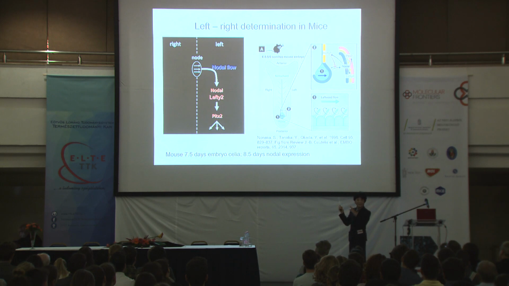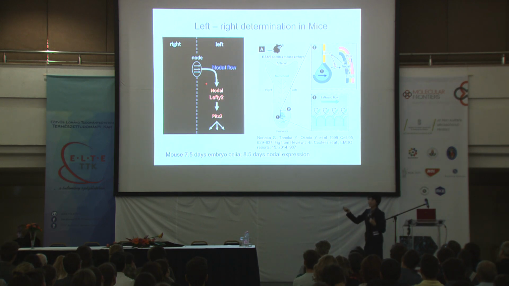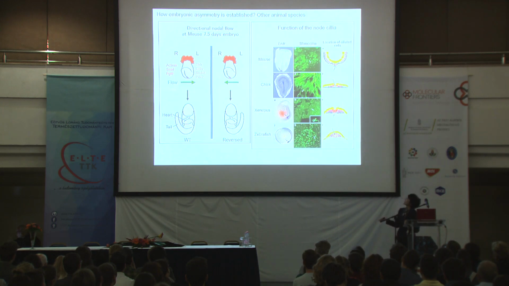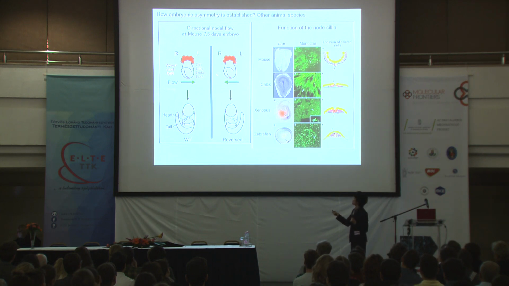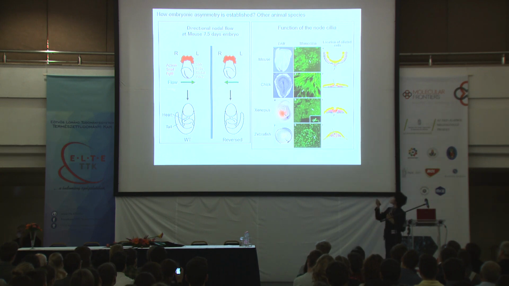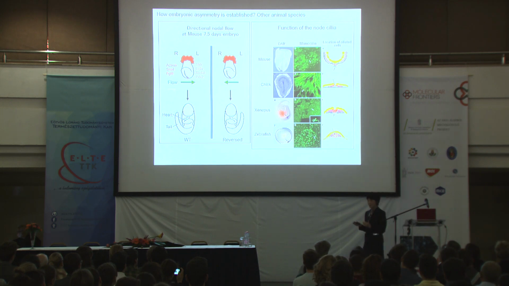That's 8.5 days after birth. Lefty and then PTX determine the gut coiling or heart. That is the mouse case, and this works in many species. If you change the flow, it seems to change the shape. This is the mouse, chick, Xenopus, zebrafish. Most of them have this cilia, nodal flow rotation. But it's different in snails because it is determined at a much, much earlier stage.